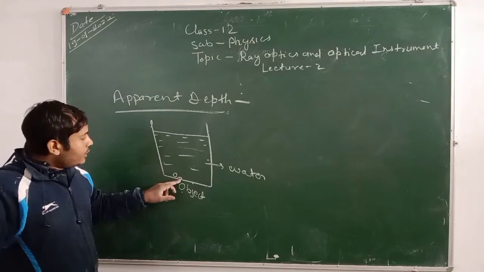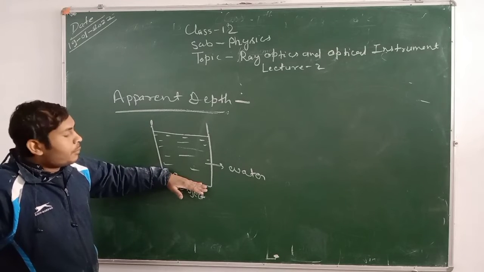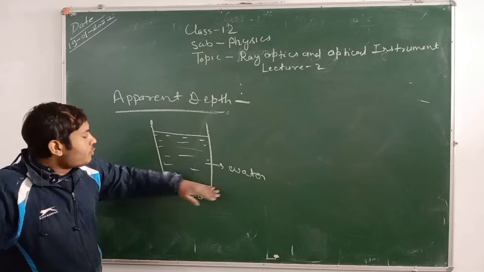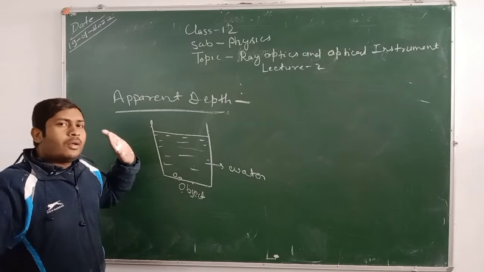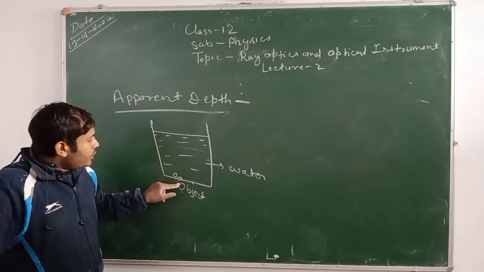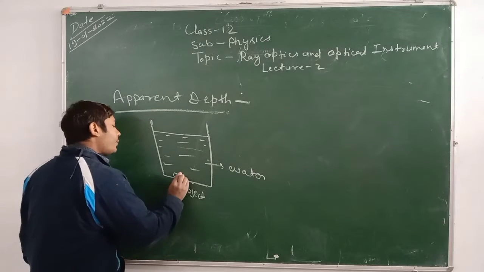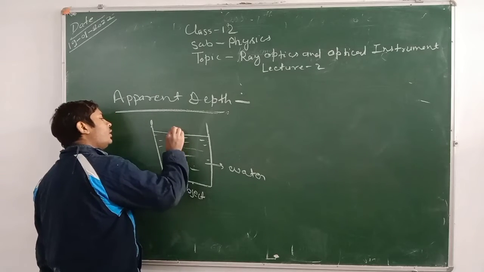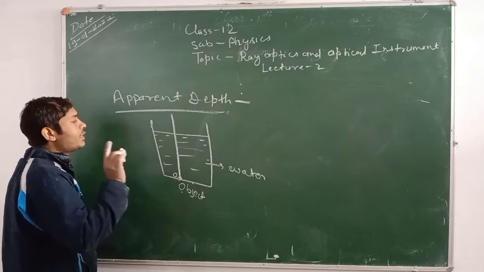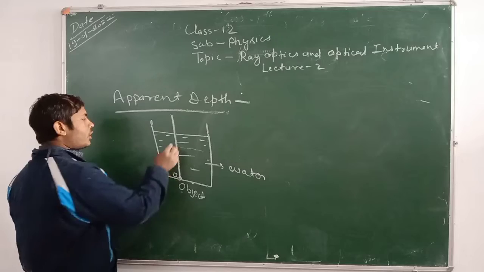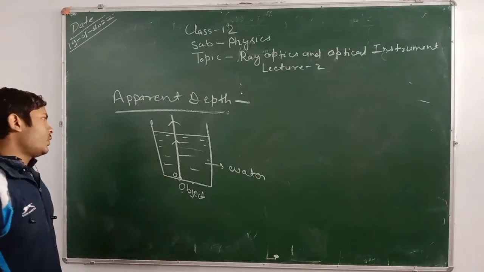We know that this is the object which is kept at the bottom of this bucket, which is filled with water, meaning water is present above this object. The image of this object will form, and how will the image of this object form? Look here. One ray of light I am just emitting in the direction of the normal, so it will not deviate because it is incident along the direction of the normal. So it will emerge in a straight line without deviating.